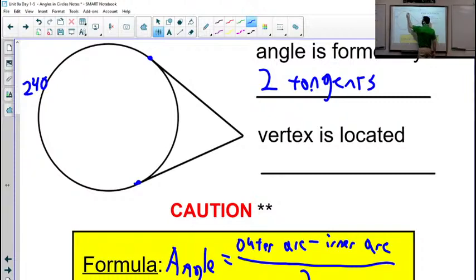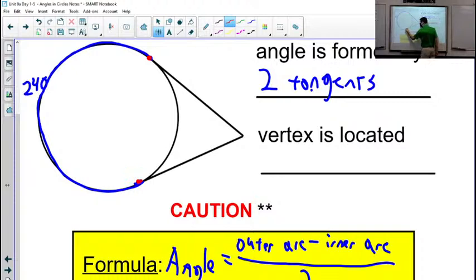So my outer arc is the farthest away from the angle. That's the 240. Start at this point, crosses along the outside to here. And notice I didn't give you the inner arc. So we need to figure out how to get the inner arc. Well, in this case, my inner arc, if I trace it out, also starts at this point and ends at this point.